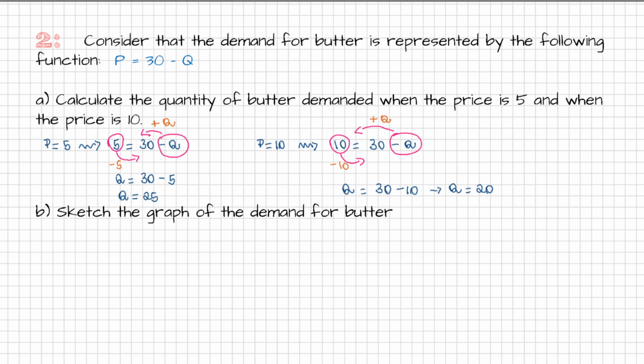Now let's move on to Part B and sketch the graph of the demand curve for butter. Since the demand function is linear, the curve will be a straight line. To draw this line, we need only 2 points. Let's use the points we already calculated. When P equals 5, Q equals 25. When P equals 10, Q equals 20. Let's plot these points on the graph and connect them with a straight line. This line represents the demand curve for butter.